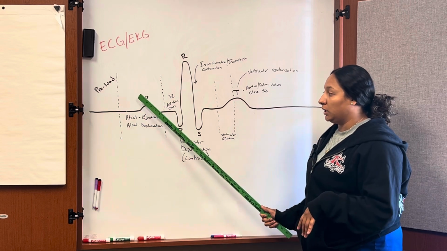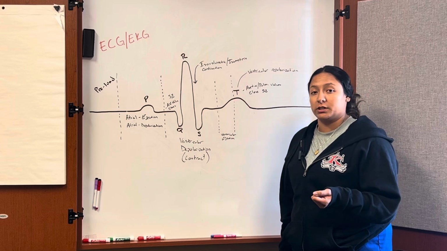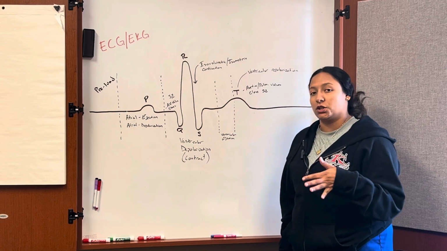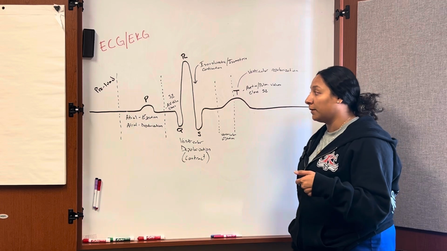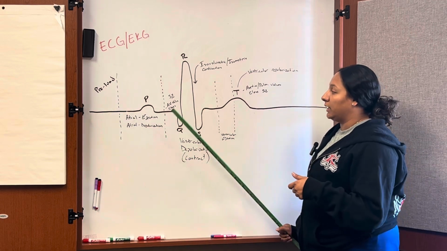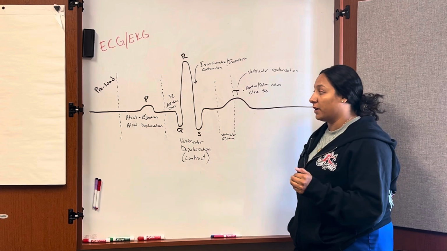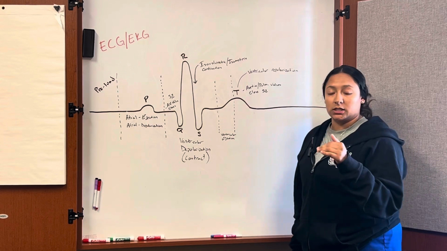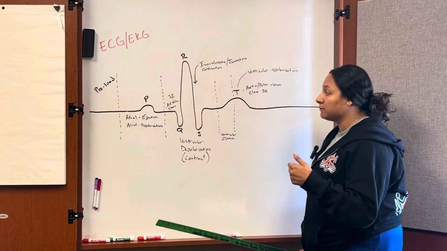Next, we'll get into the P wave, which is atrial depolarization. When I say depolarization, we want to think of a contraction. So that's when the atriums are contracting. The first sound that we're going to hear is S1, which is the AV valves, or the bicuspid and the tricuspid valves closing. That just allows for no backflow into the atriums.